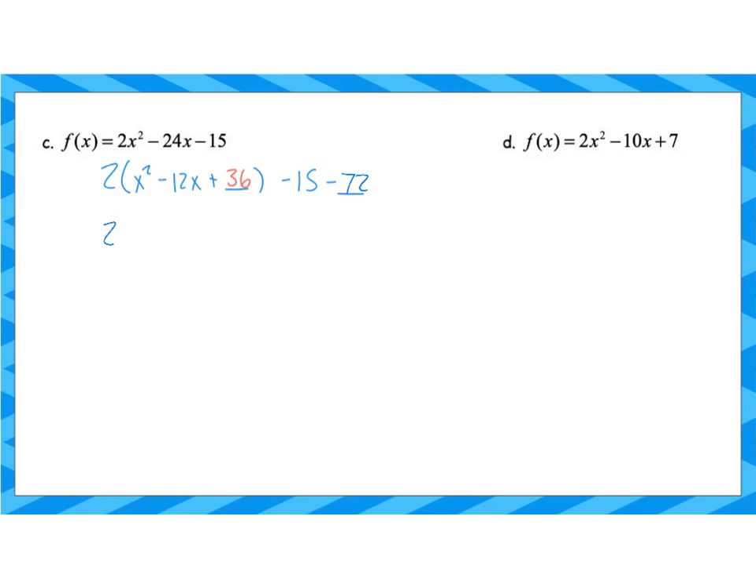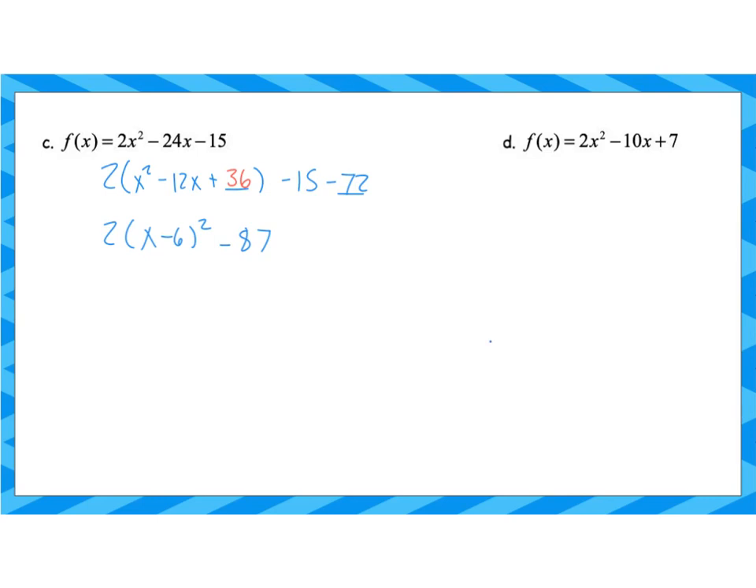So this now factors. I have a perfect square trinomial. That's x minus 6 squared. And this is now going to be minus 87. Kind of a large number, but it's still going to be our vertex. Our vertex would be 6, negative 87, and this graph would have a vertical stretch.